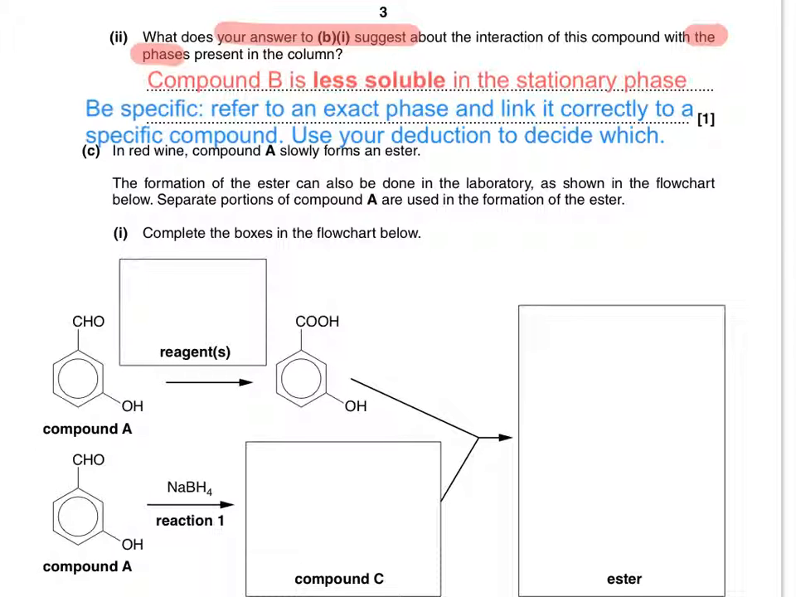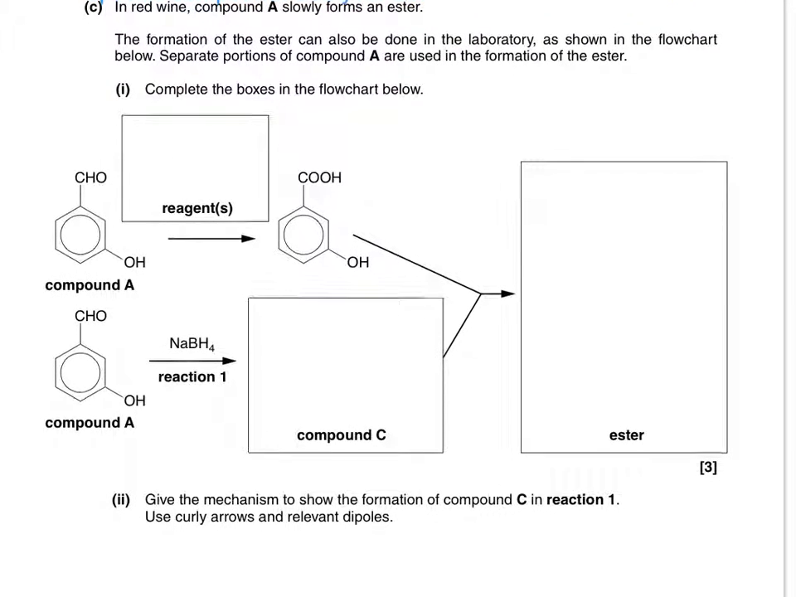Okay, the next part of the question is a reaction scheme. And it talks about forming an ester, doesn't it? So you can see you've got an aldehyde group. So we're talking now about compound A, so we're talking about the other compound, not B anymore. So let's move the page up. Basically what it asks you to do is to complete the boxes, as it says, putting the correct reagents in, or the correct compounds in.